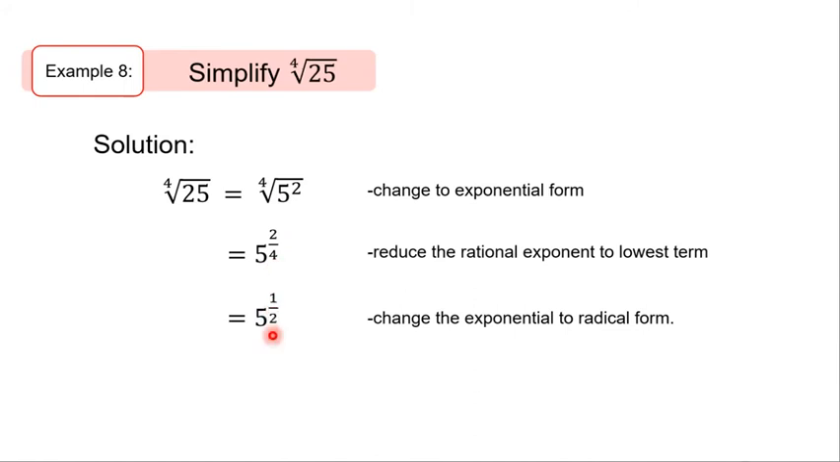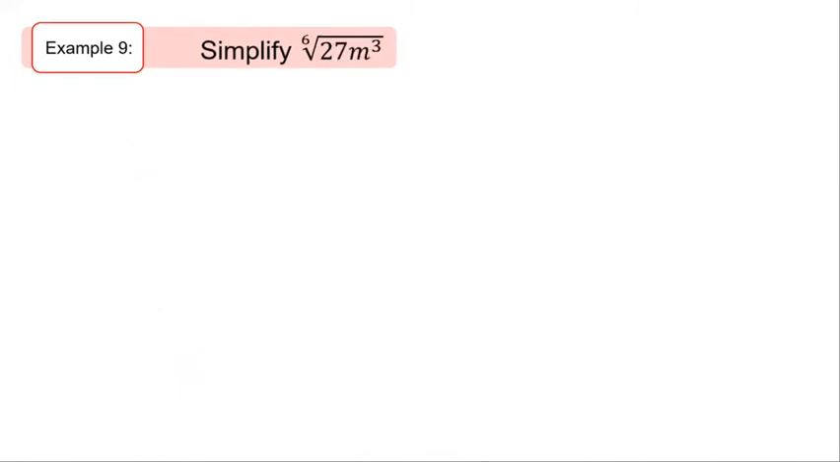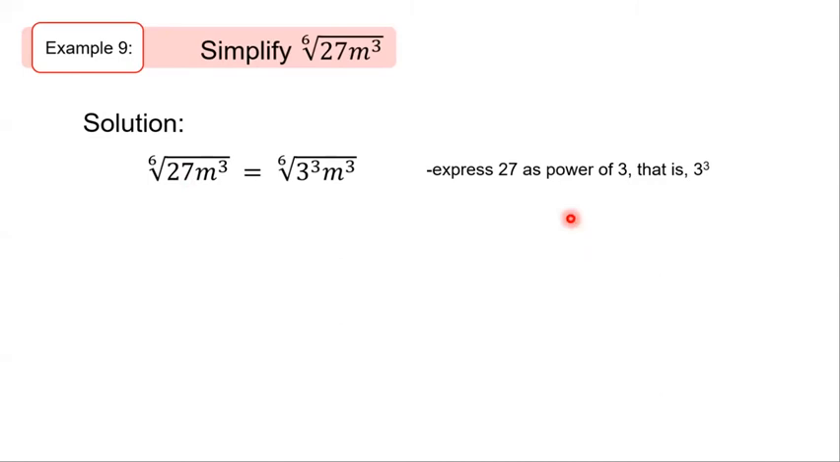Okay? So, next natin gagawin is to change the exponential to radical form. Ibabalik natin siya sa radical form niya. Kaya naman, yung 5 raised to the power of 1/2 naging square root of 5. Therefore, the fourth root of 25 in simplest form is equal to the square root of 5. Next natin, example 9, the sixth root of 27m cubed. So, first step natin is to express 27 as a power of 3, that is 3 cubed.